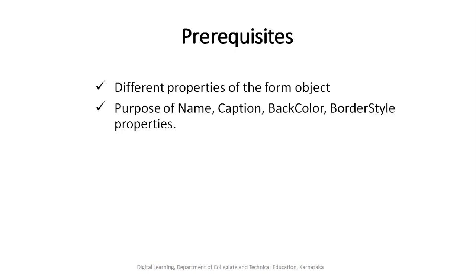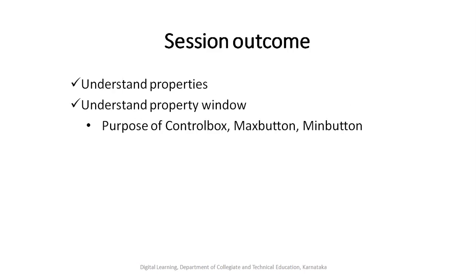Prerequisites. In the previous video session, you would have got familiarized with different properties of form objects available and the purpose of name, caption, back color, and border style properties. Session outcome. Once you complete this session, you would have understood about the elements of the form object like the control menu, min button, and the max button.